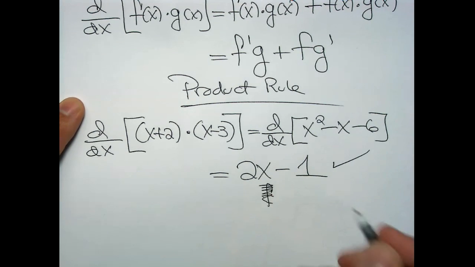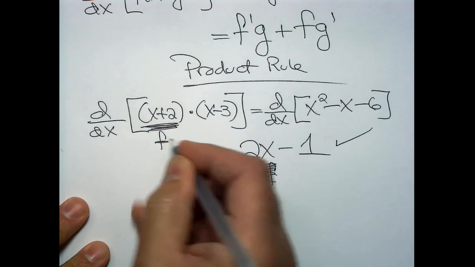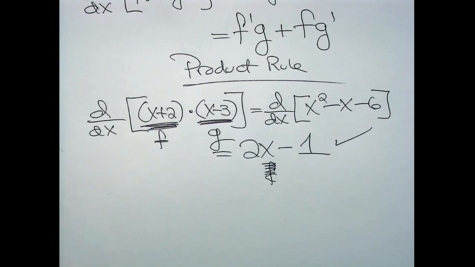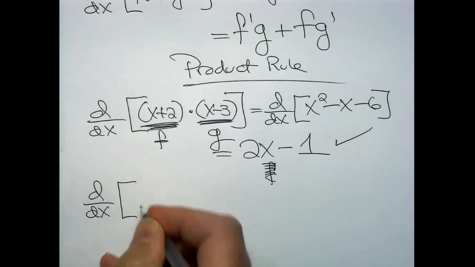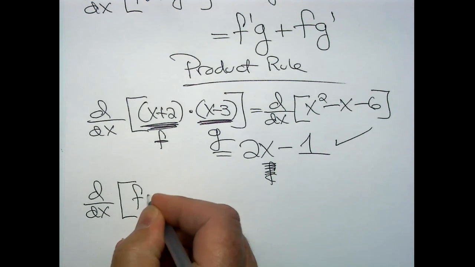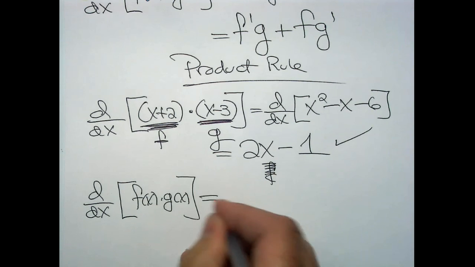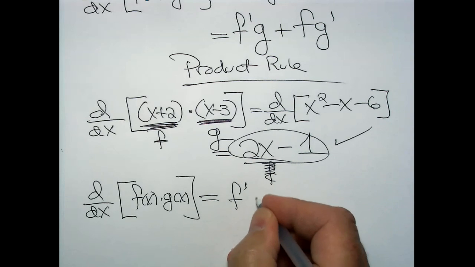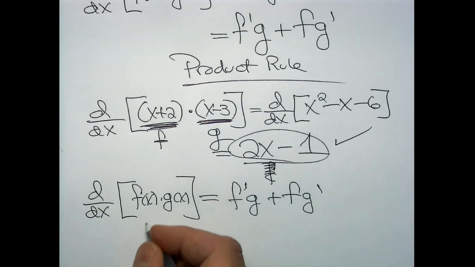So now, I'm going to label this as f. I'm going to label this as g. And let's see if we can work this through with the product rule and get the same result. So you do have the derivative of f of x times g of x. And the product rule states that the derivative that you seek right here, you should be able to find by doing f prime g plus f g prime. Let's see if that works.